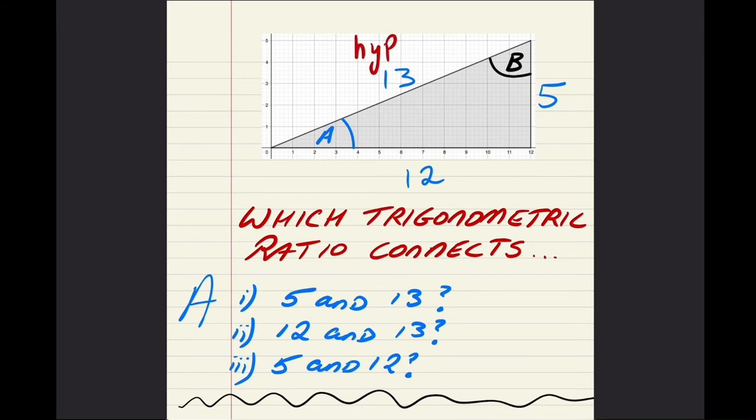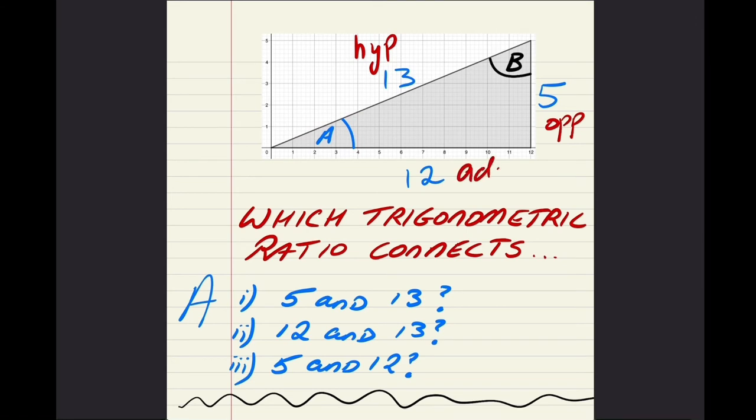Now, the opposite and the adjacent all depend on what angle you're talking about. So as you can see here, I have the letter A, so these questions all relate to the letter A and the angle A. The angle A is here, so this side, the 5, is going to be the opposite. And this side here, the 12, is next to the A, so that means that side is going to be the adjacent.